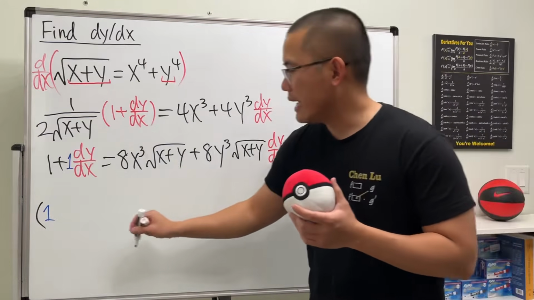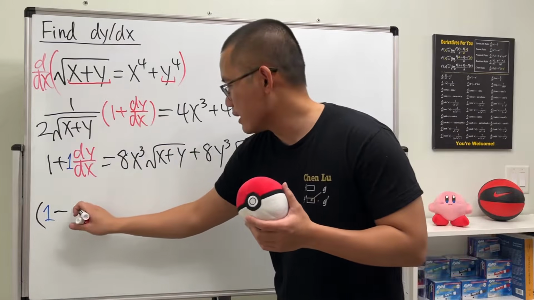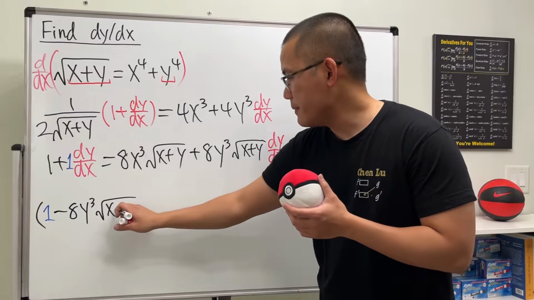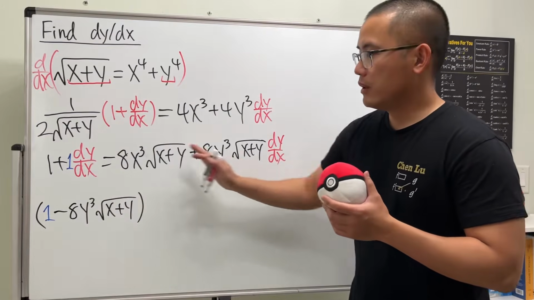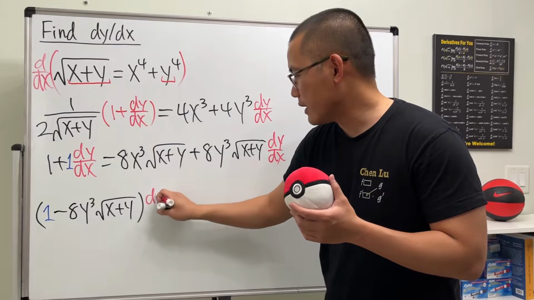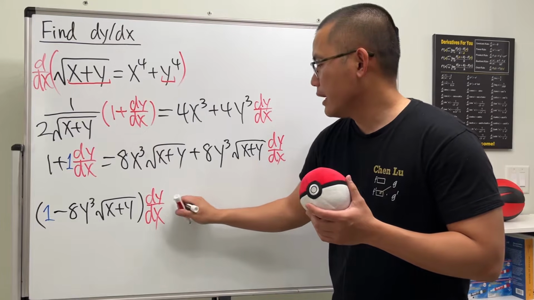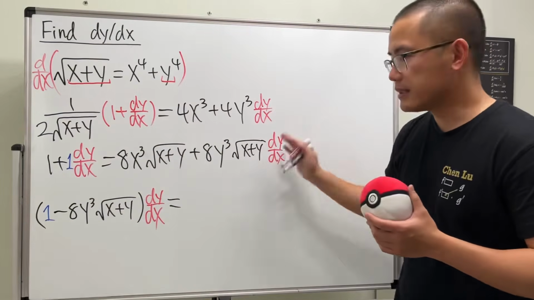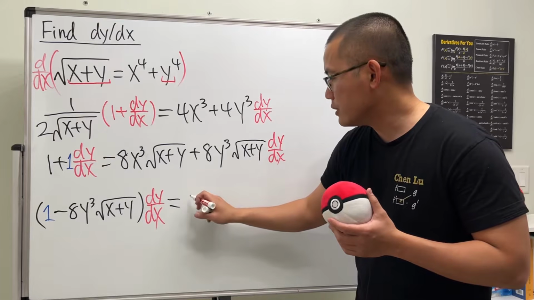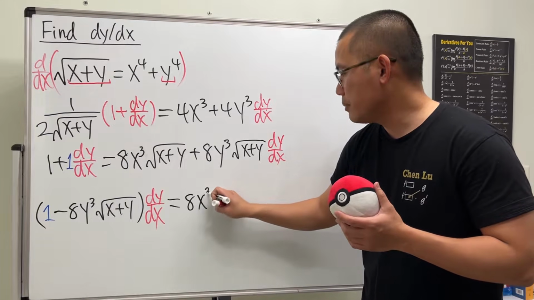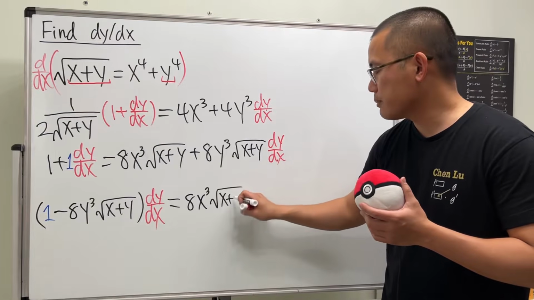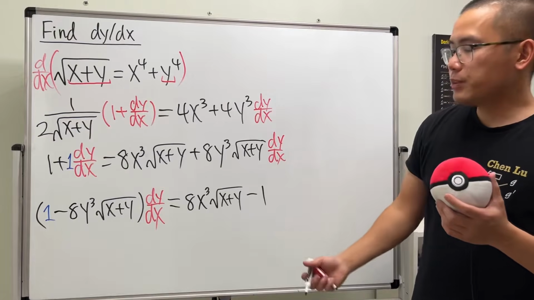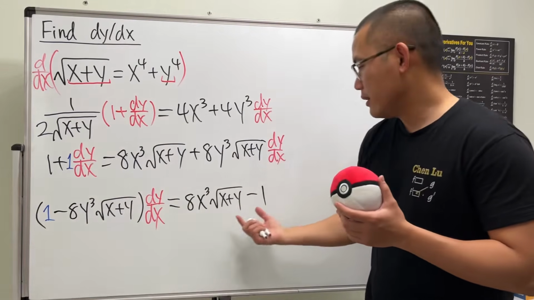Moving this to the other side, we get a minus, and then we have that, which is 8y to the third power times the square root of x plus y. Good. And then both of them have the dy/dx, so let me just factor that out and then put it at the end. And that will be equal to, we have this, and then of course move the 1 to the right hand side. Put down the positive term first, which is 8x to the third power times the square root of x plus y, and minus this 1. Alright, that's pretty much it. Of course, after we divide that on both sides.